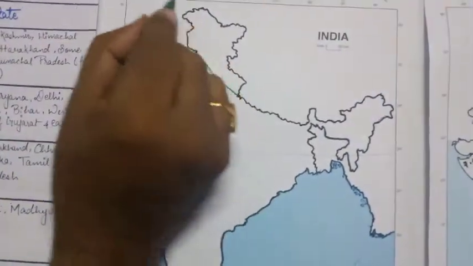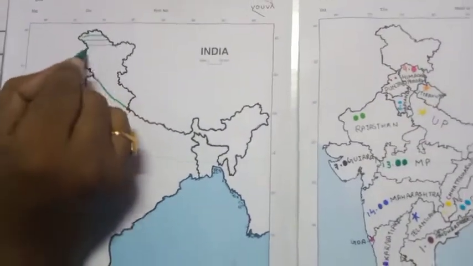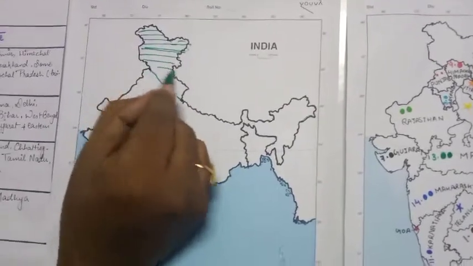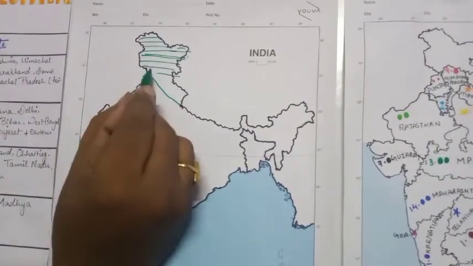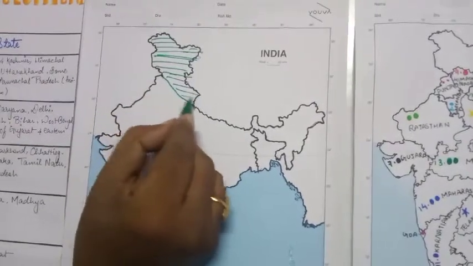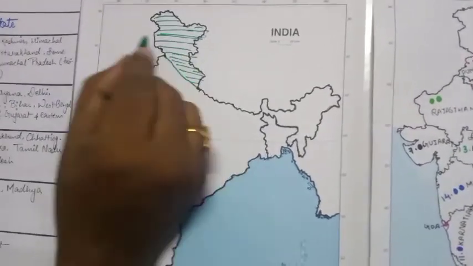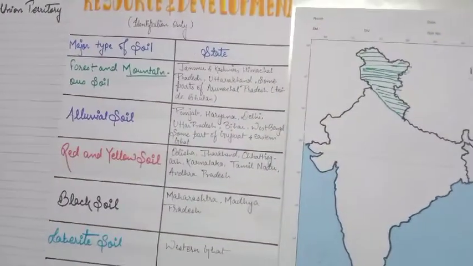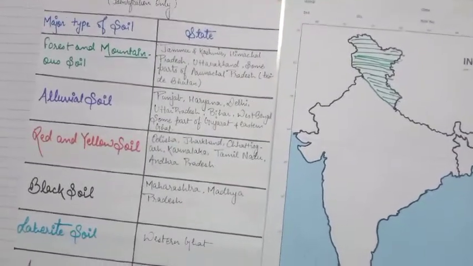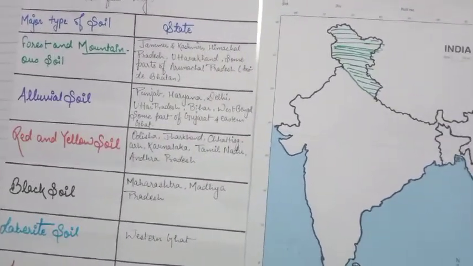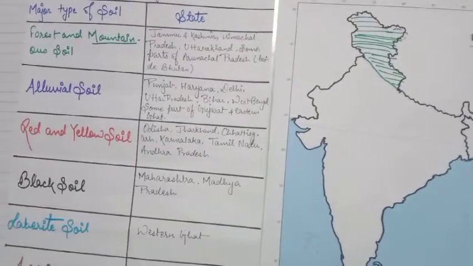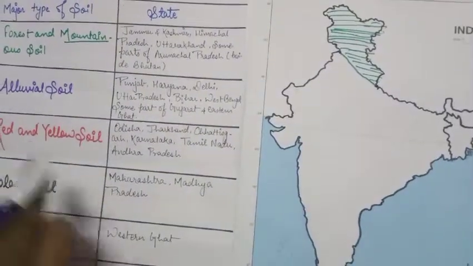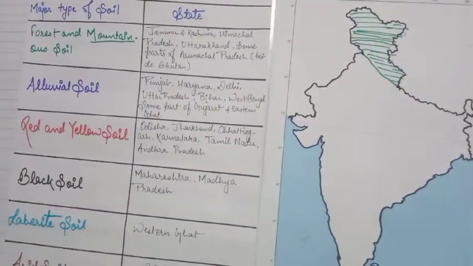Okay, so in these areas what you find? You find that the soil in these areas is forest and mountainous soil. Is it clear? So this area indicates what? Forest and mountainous soil. Clear? Now, second is the alluvial soil. As we know, alluvial soil is formed due to the deposition of silt by the different rivers.